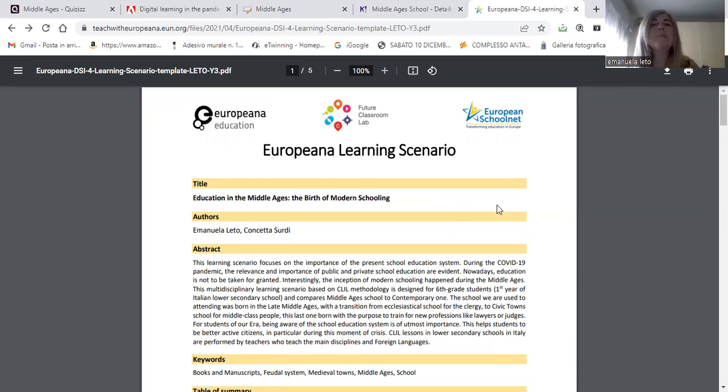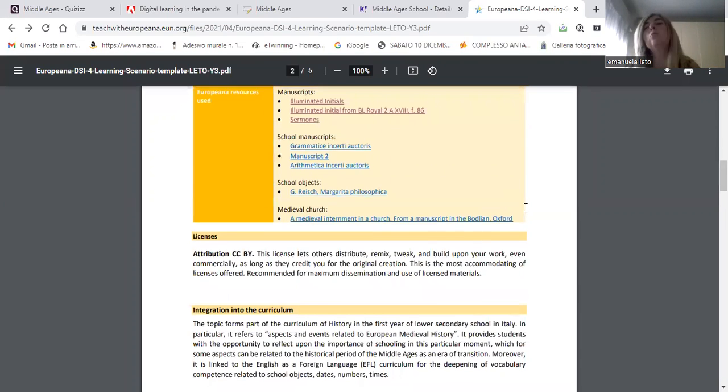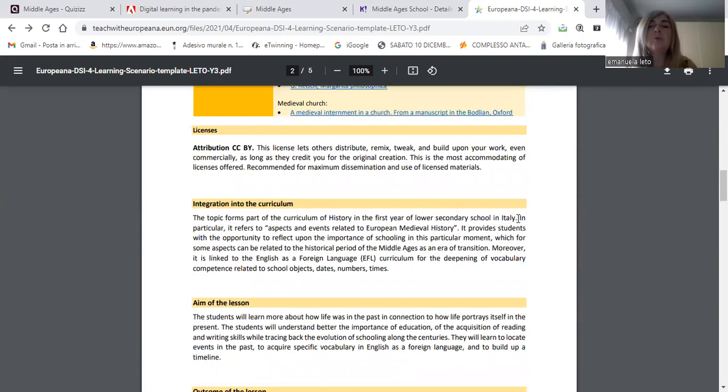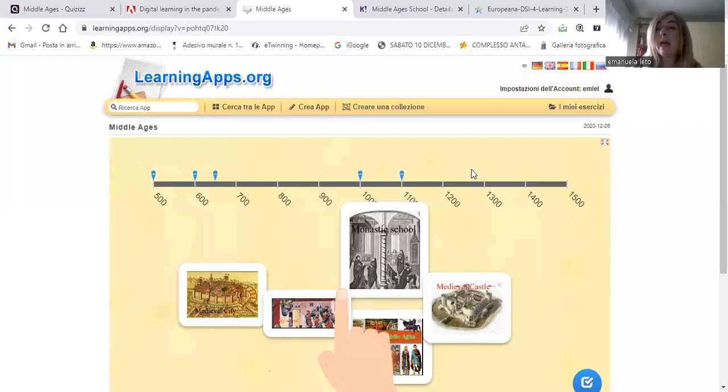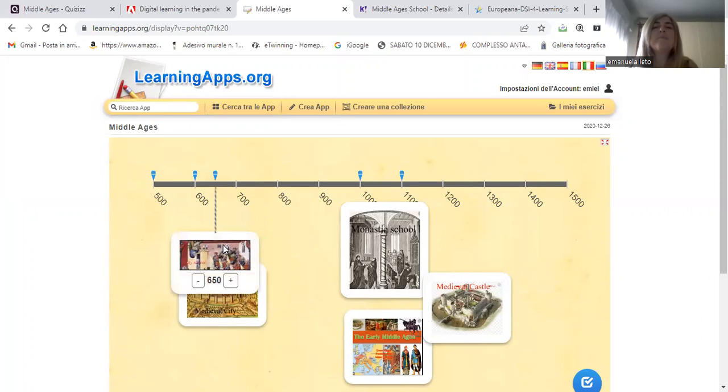But what I did was also, at the beginning of the learning unit, I used some app to focus, for example, on the timeline, like this one that I will show you, that is in the Learning app, which is a free app that I used mostly for my lessons, in which the students should put in order the images in the perfect order, giving a look to the images.